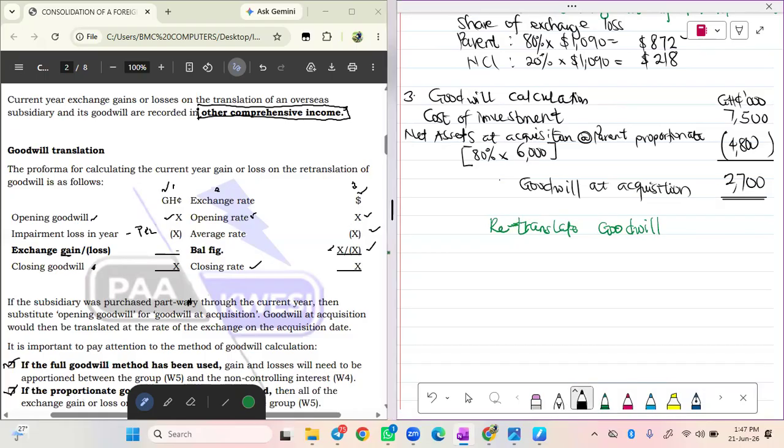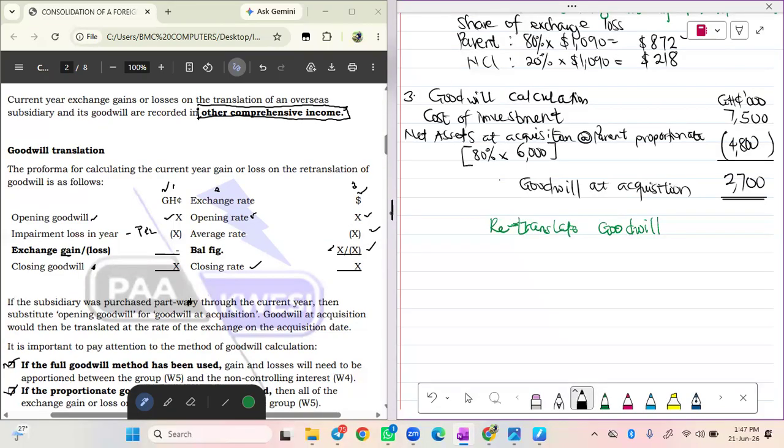So the pro forma is here. The second method, I won't show you the pro forma. This is the first question. That's why we are using the pro forma. So opening goodwill, you don't have opening goodwill. Replace it with what? Goodwill at acquisition. Opening goodwill will be replaced with goodwill at acquisition.